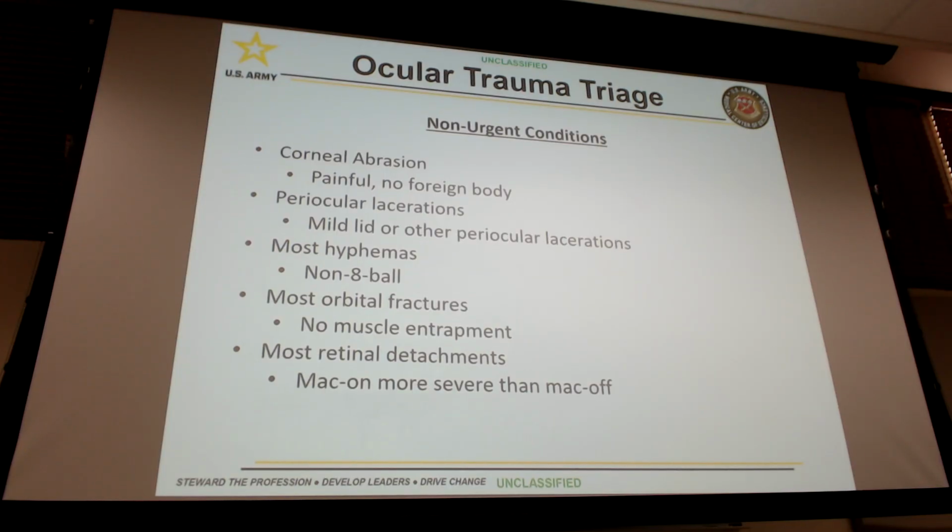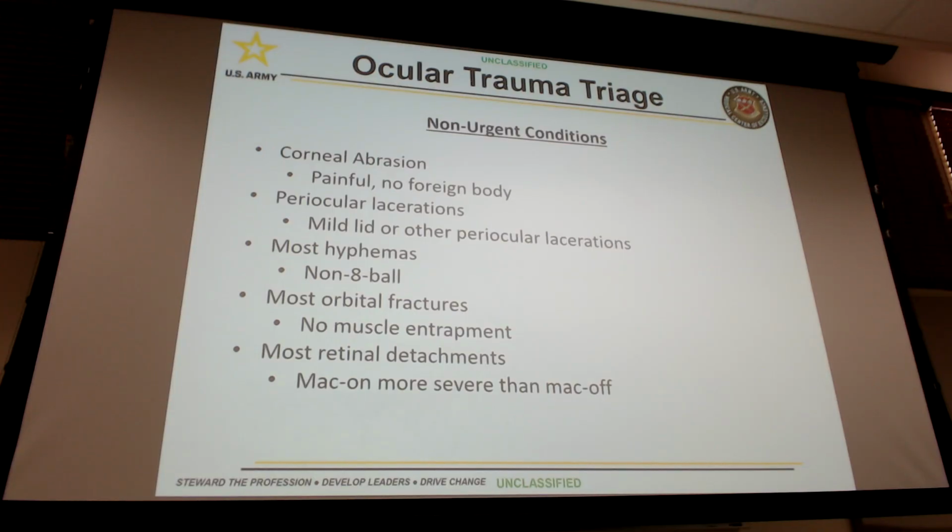Other orbital fractures, so again, trauma, but there's no muscle entrapment. The inferior rectus is entrapped, okay, that's not urgent. And then most retinal detachments actually are not urgent things that have to be taken care of. It's a little more of an urgency if the macula is still attached.